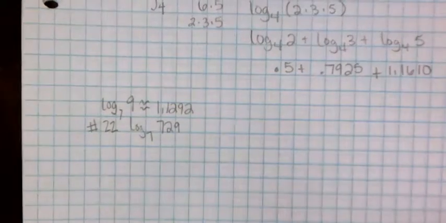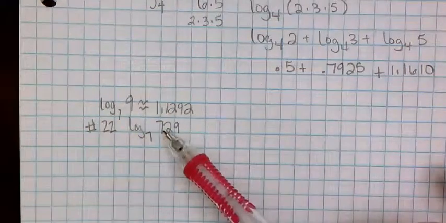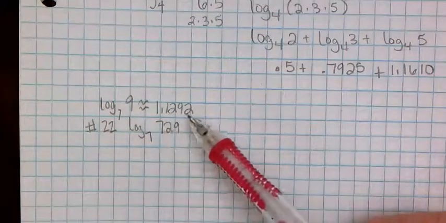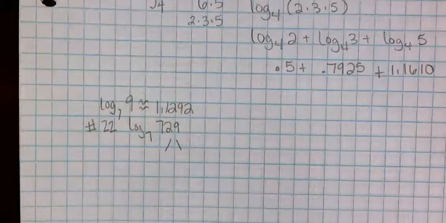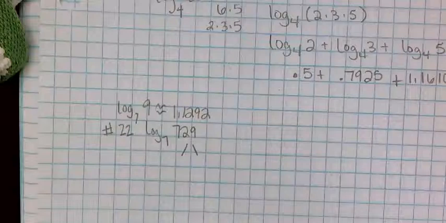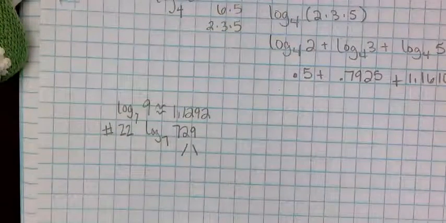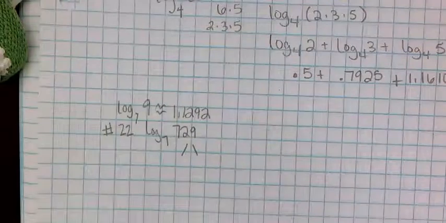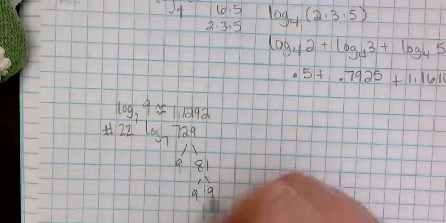22. In the directions, it gives you log 6 of 8 is approximately 1.1606, and you have log 7 of 9 is approximately 1.1292. So I need to break down 729. I know it's going to be divisible by 9 because that's the information that they gave me. So with that, pull out my calculator here. 729 divided by 9 is 81. So this is 9, this is 81, which is 9 and 9.